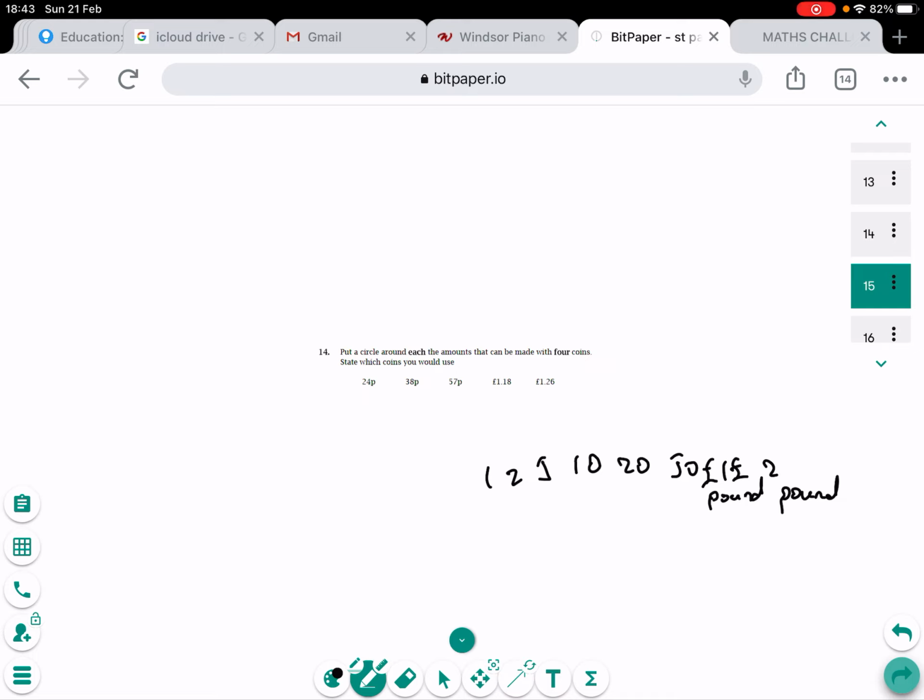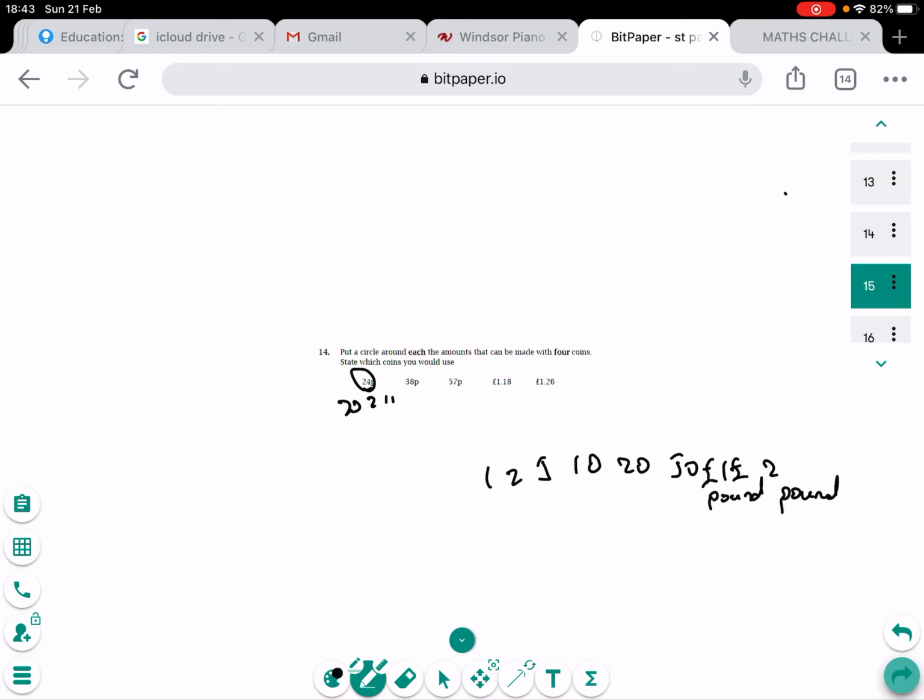Well, you can make this by using a 20, a 2, a 1 and a 1. So that's the solution that I saw instantly, but there might be others. But this just proves that it works. So that works.